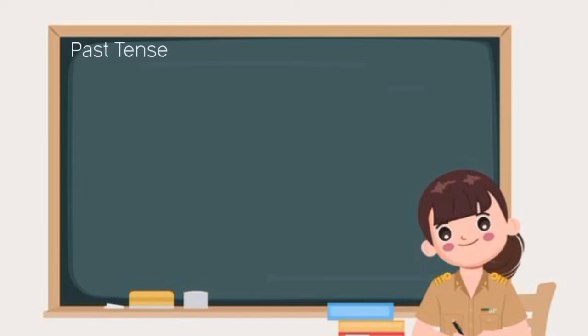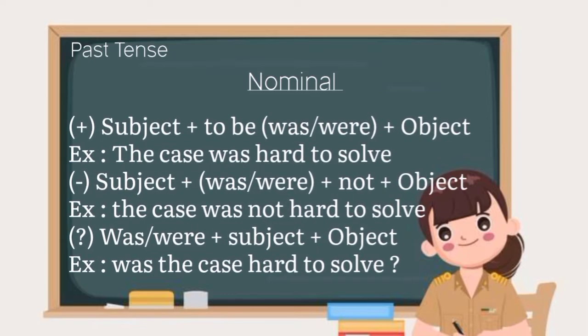Okay, next. If nominal, you must use this pattern: subject, to be, and object. In the negative sentence, subject, was or were, not, plus object. In the interrogative sentence, was or were, subject, and object. The example, the case was hard to solve. The case was not hard to solve. Was the case hard to solve?